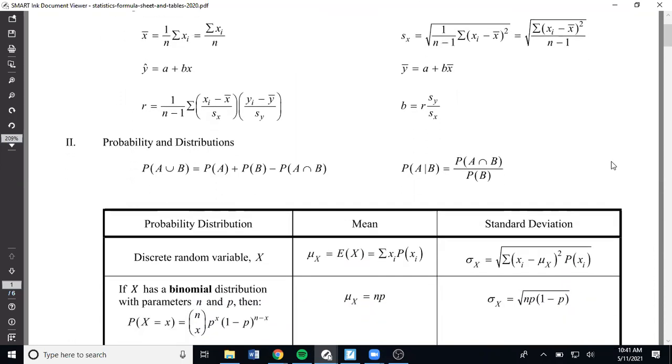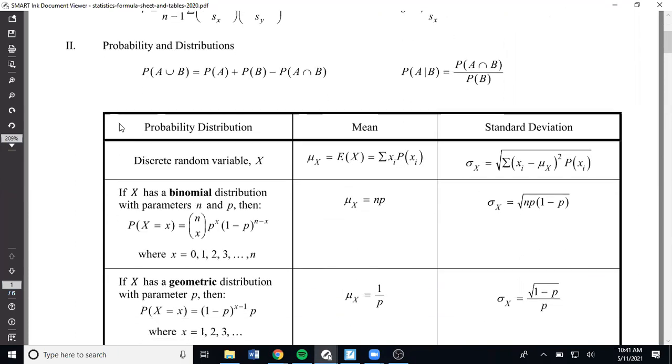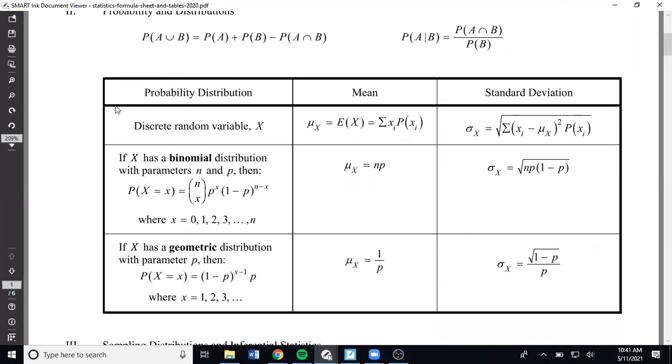Probability. These two are pretty important. Probability of A or B is the probability of A plus probability of B minus probability of both. And then the conditional, A given B, is out of all the times that B happens, how often does A also happen? Then we have our binomial and geometric distributions. And these are the formulas for those, including mean and standard deviations for binomial distributions.